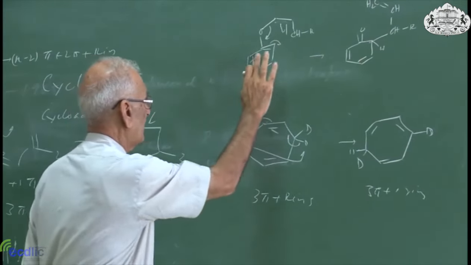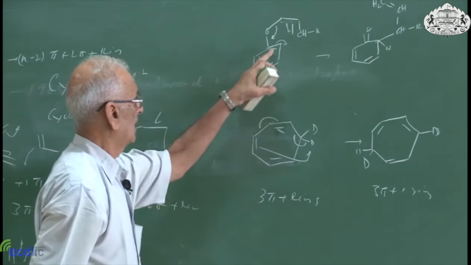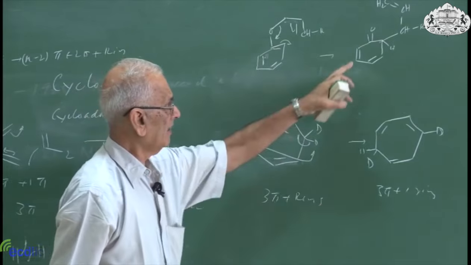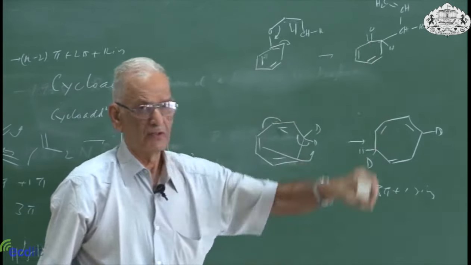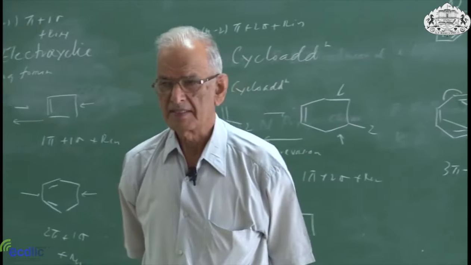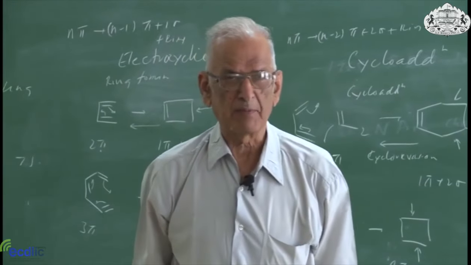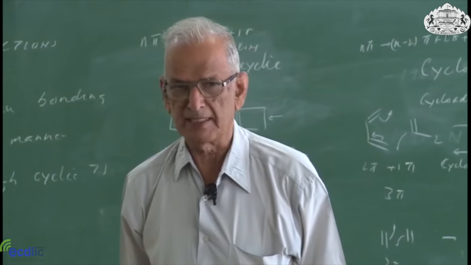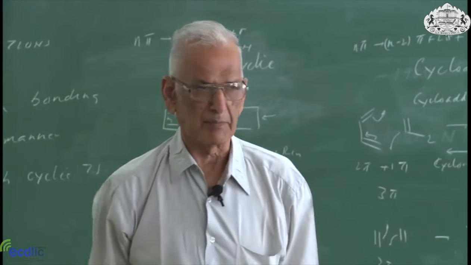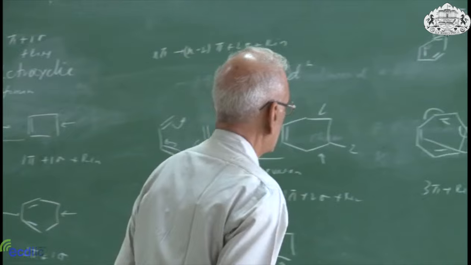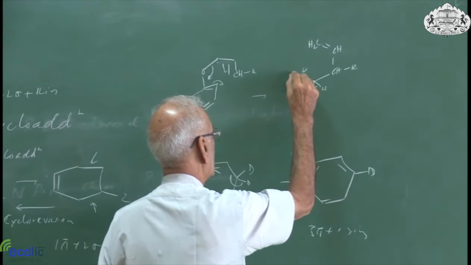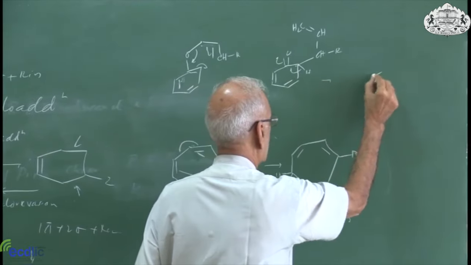Let's look at the left hand side. Total 4 pi bonds in the product: 1, 2, 3, 4 pi bonds. Starting material, 1 ring, 4 pi bonds. Product has 1 ring, 4 pi bonds. No change in the number of double bonds, no change in the number of rings. What is the last step of this reaction? The compound becomes aromatic.